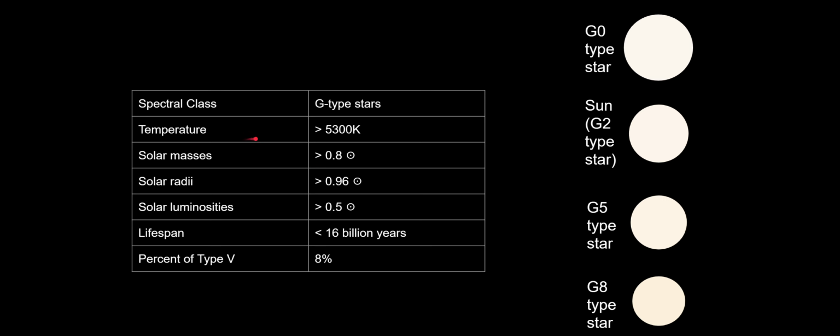The G-type stars, which our Sun is barely in, are at least 5,300 Kelvin, 0.8 solar masses, 0.96 solar radii, 0.5 solar luminosities, live up to 16 billion years, and make up 8% of type V stars. They are yellow. Also, as you can see, the bigger the number next to it, the smaller and darker and cooler the star is.